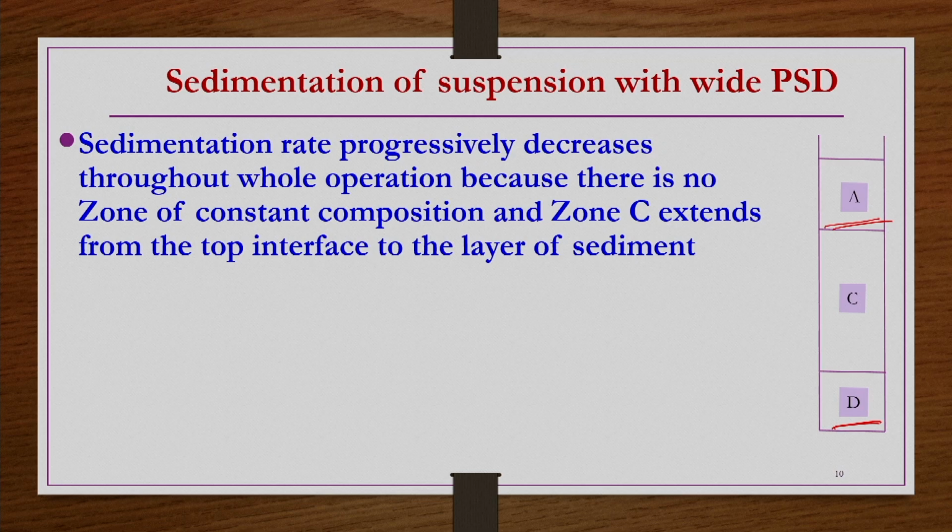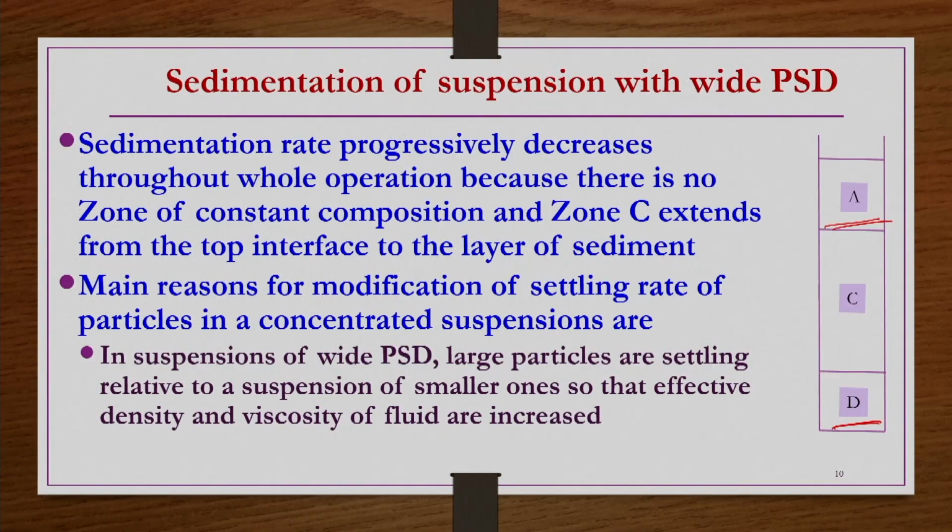Because of that reason it is not possible to have a B zone, especially if you are separating slurry having particles of very wide size distribution. Under such conditions we may have only A and D zones, whereas the C zone may extend from the top layer of the slurry to the bottom layer of the clarified liquid as shown in the picture. Main reasons for modification of settling rate of particles in concentrated suspensions are as below. In a suspension of wide PSD, large particles settle relative to a suspension of smaller ones, so that the effective density and viscosity of the fluid are increased.